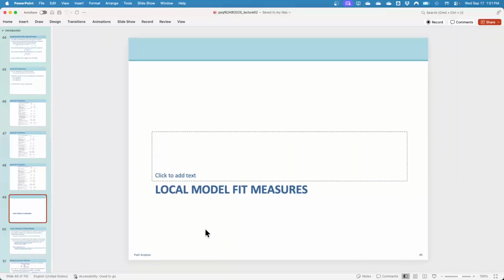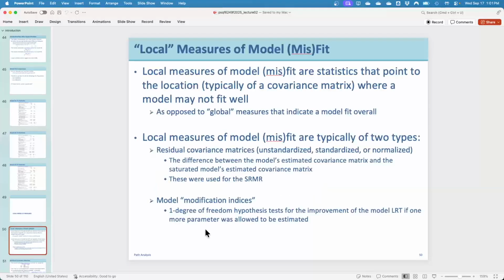So the next section of the slides is how to investigate where things are wrong. And I've sort of been talking about this, flipping back and forth, where I said, look at the saturated covariance matrix, look at this model's covariance matrix, right? We compare those. The local model fit measures do that, but do so in varying levels of complexity, right?